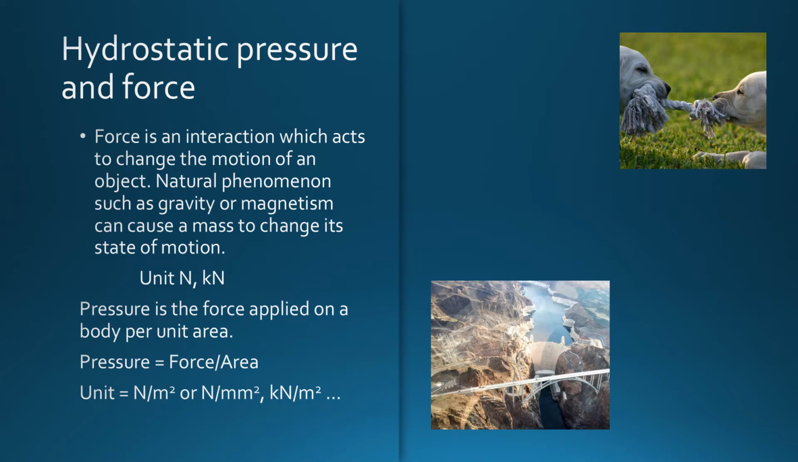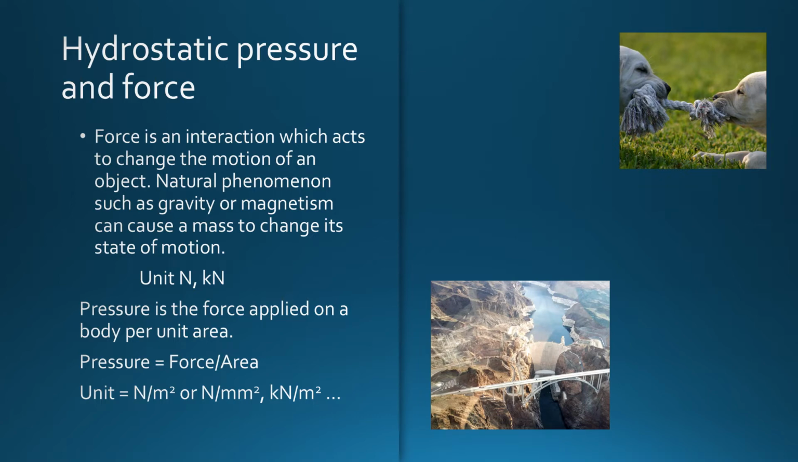Now, force is a vector quantity, which means it always has magnitude and direction. Okay, so when we talk about force, we need to tell what is the magnitude and what is the direction of that force. Then what is pressure? Pressure is the force applied on a body per unit area. That is, pressure equals force divided by area.